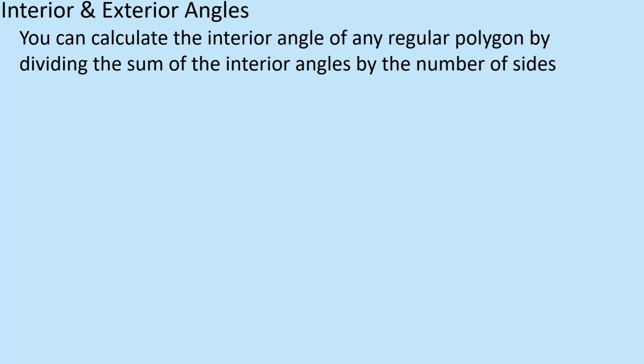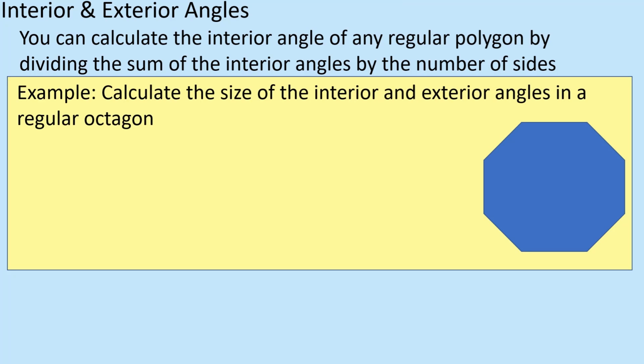Another way to think about it: you calculate an interior angle in a regular polygon by dividing the sum of interior angles by the number of sides. The key bit here is that a regular polygon is one where all the sides and angles are the same. So if I ask you to work out the interior angle of a regular octagon, then I'm going to find out what they all add up to.